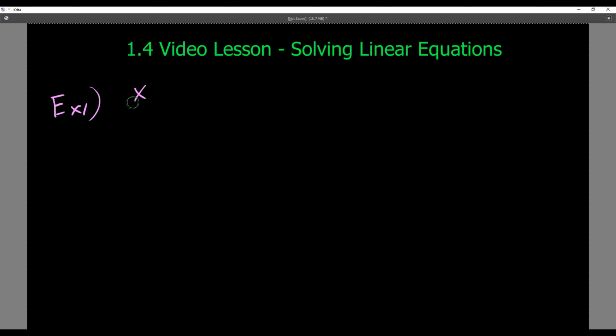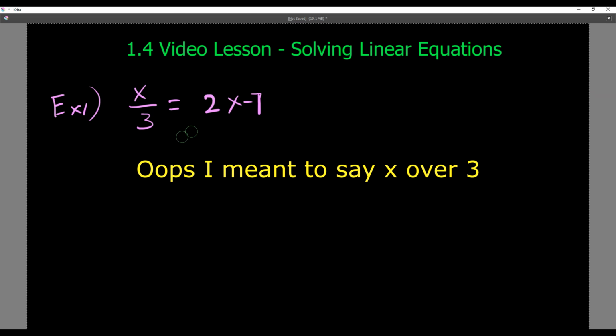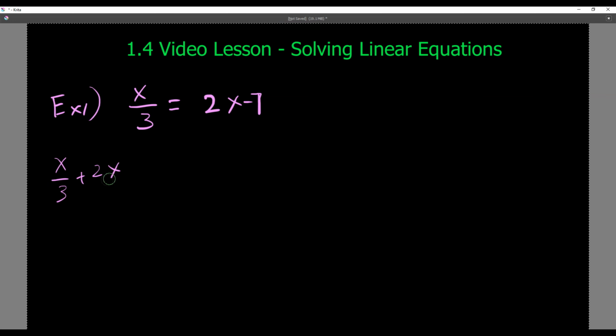So here's my equation. X over 3 is equal to 2x minus 7. Okay, so here you want to get the x's together. You want to solve for x, so get the x's together. I want to subtract 2x from both sides. That could work, but it's hard because you have a fraction. So if I do that, I have x over 3 plus 2x, which is doable, but kind of hard.